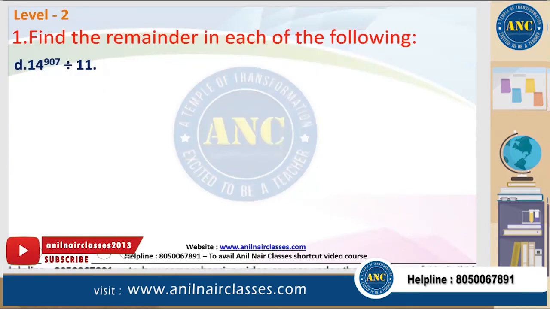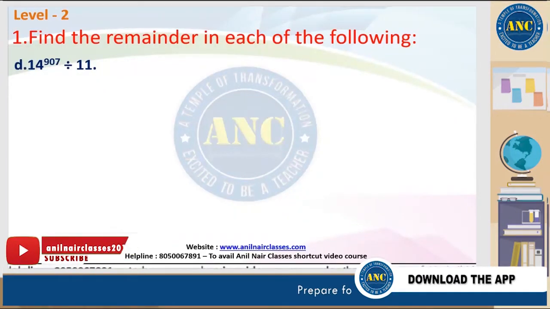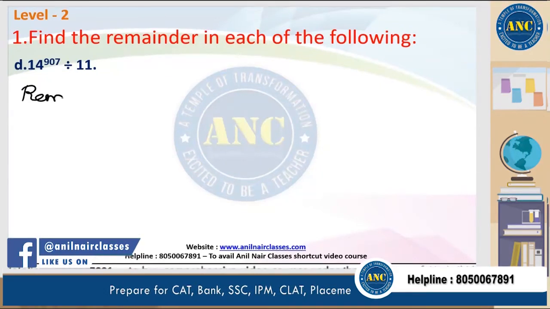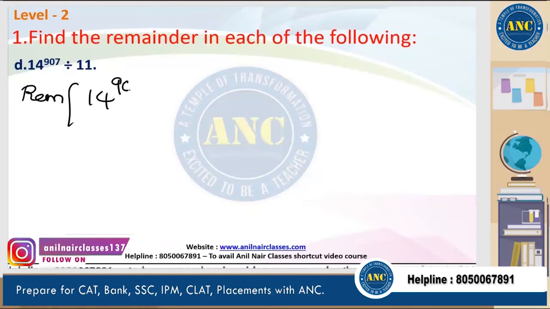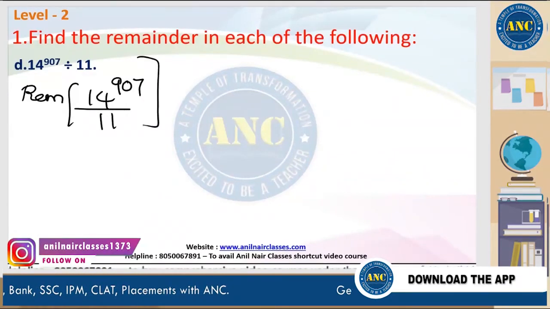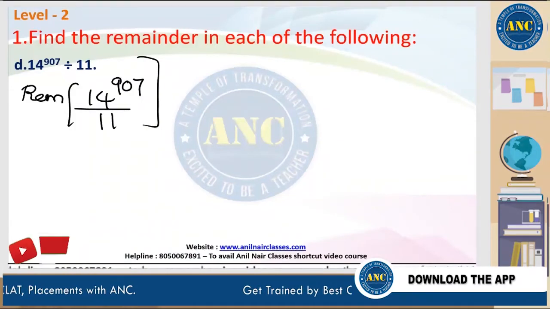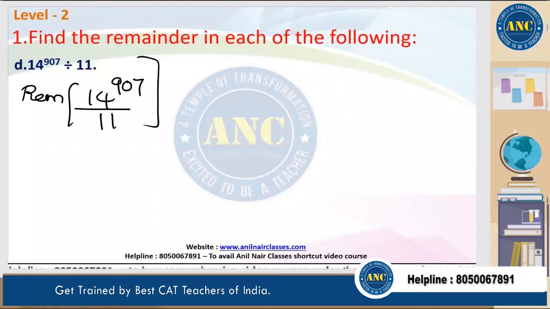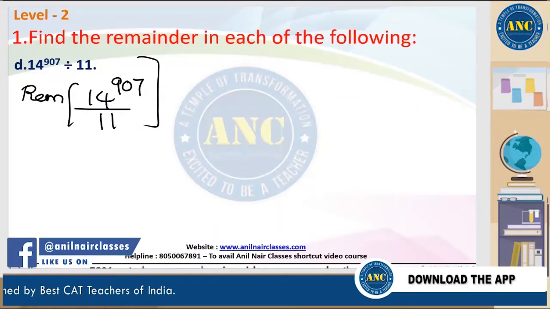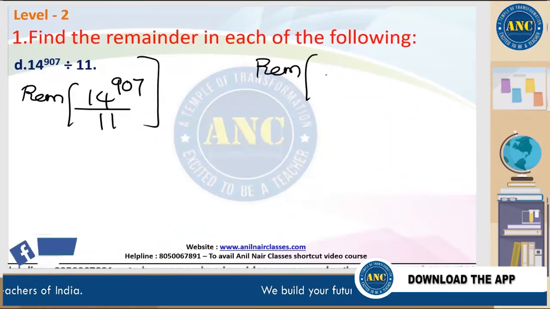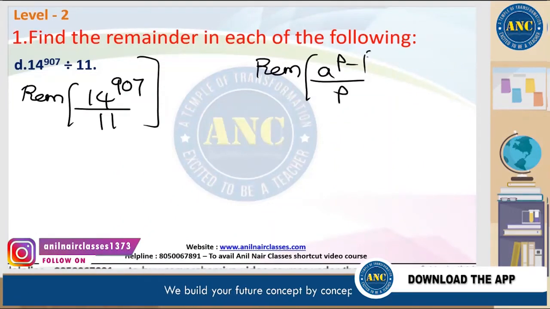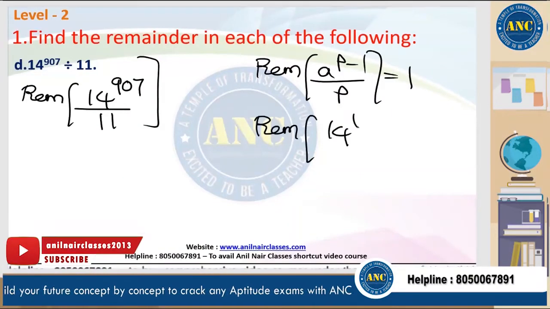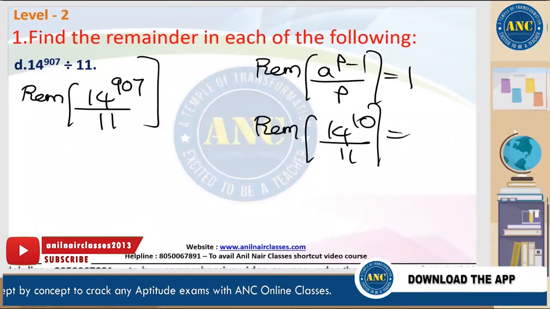Fourth one. Now see here. I will explain it. 14 power 907 divided by 11. What is Fermat's theorem? A power p minus 1 when divided by p is 1. So this is nothing but 14 power 10 divided by 11, it is 1.